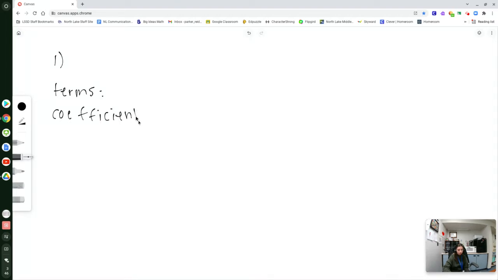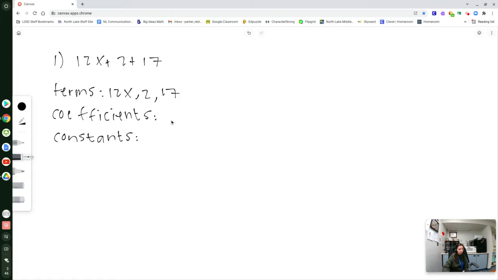Question 1 asks us to identify the terms, coefficients, and constants of this expression, 12x plus 2 plus 17. So first, the terms, those are the pieces that are separated by addition or subtraction symbols. So the first term I see is 12x, and then the next term I see that's separated with addition symbols is 2, and then the last term I see is 17. So really all I did was I took my expression and I rewrote it, replacing the addition symbols with commas. I turned it into a list of terms, 12x, 2, and 17.